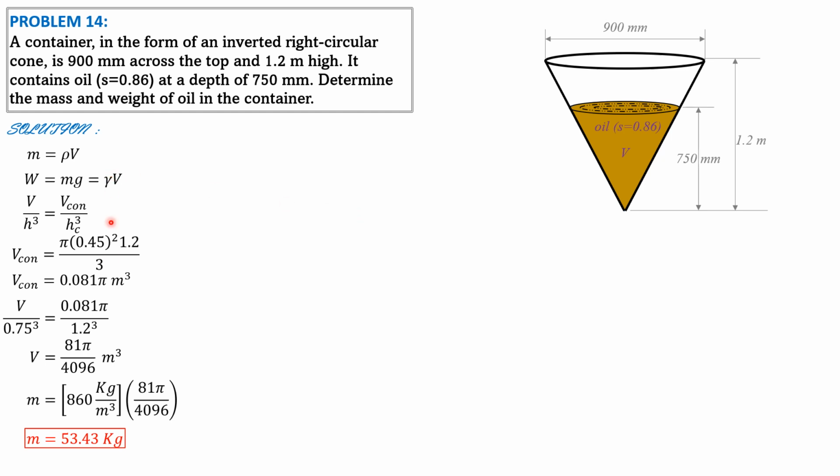Then for the weight, we just multiply this by 9.81, and let's verify using specific weight 0.86 times 9810 times volume, which is already computed, 81 pi over 4096. So the direct way weight is 53.43 times 9.81, and the indirect way is specific weight 0.86 times 9810 times volume of oil. So to verify, they should be equal, and the weight is 524.1 newtons.